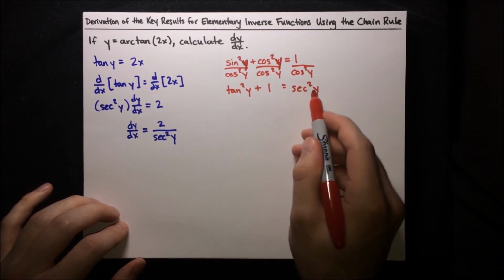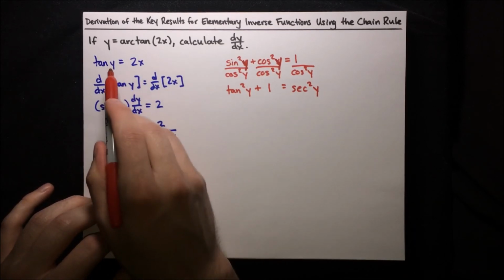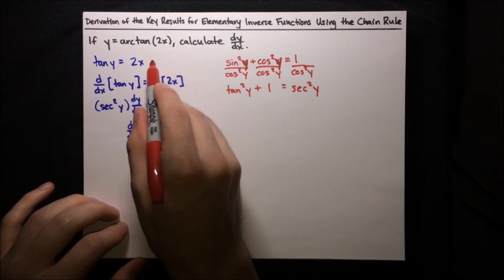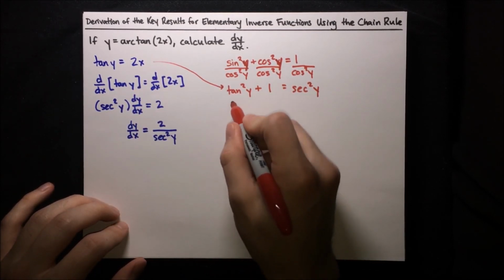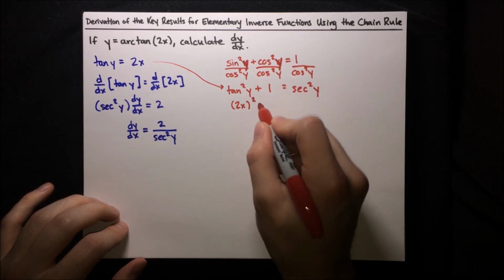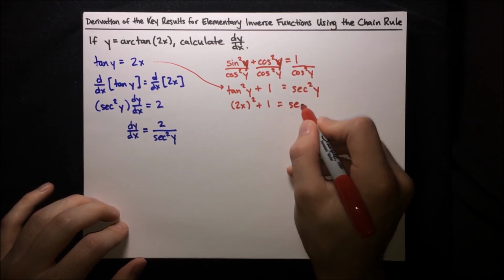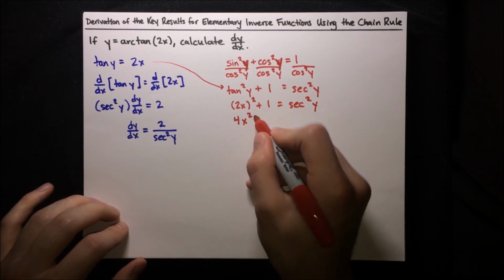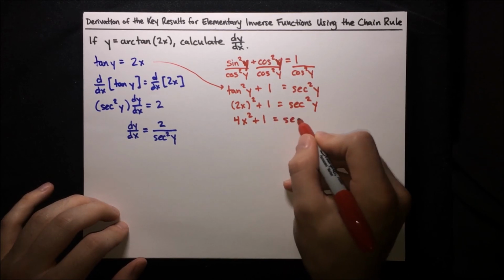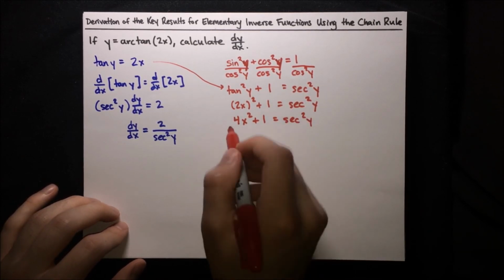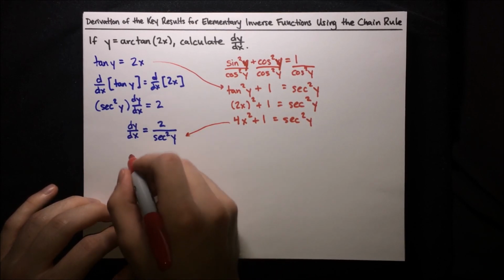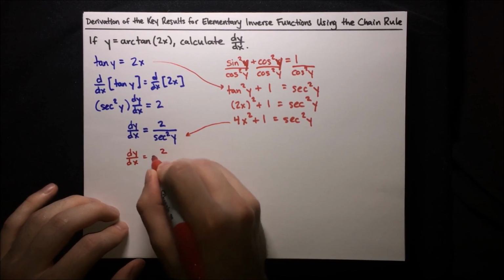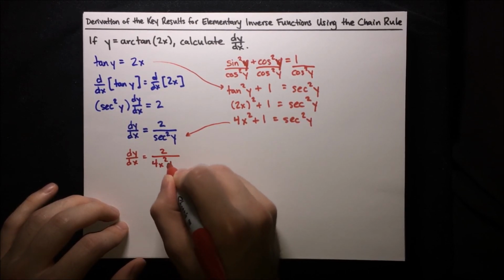Alright, so now we've got a nice equation that we can use to plug in tangent y and get secant squared y in terms of x. Tangent y is 2x, so we plug that in over here. So this becomes (2x) squared plus 1 equals secant squared y. Square that and you get 4x squared plus 1 equals secant squared y. Great, so now we can sub that right in for secant squared y in our dy dx. So dy dx is just 2 over 4x squared plus 1.